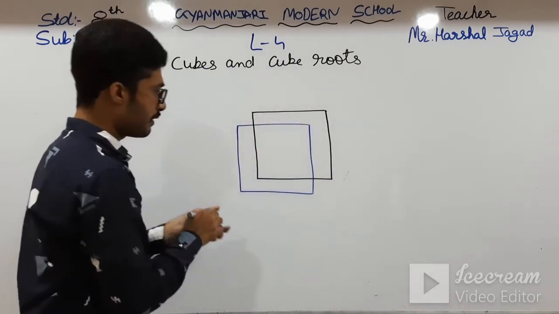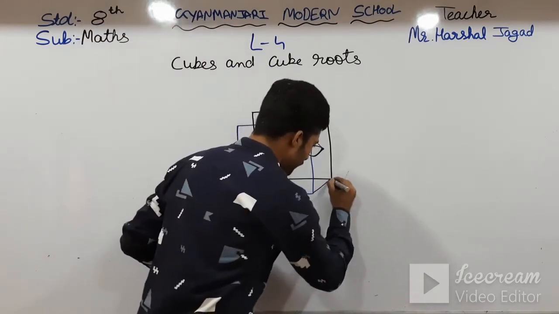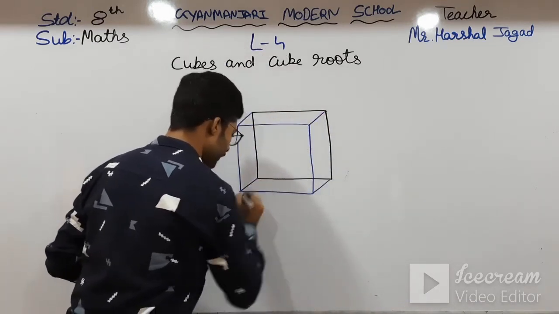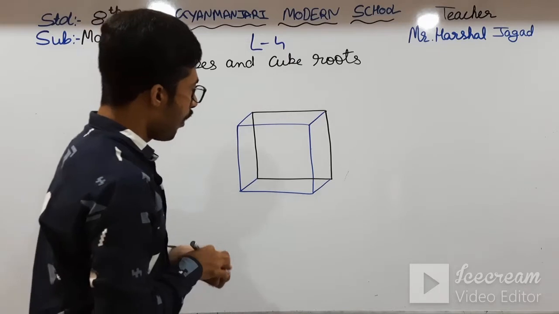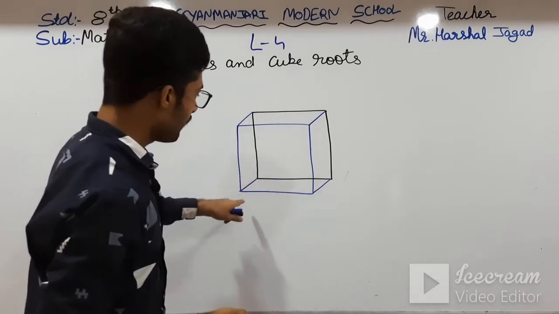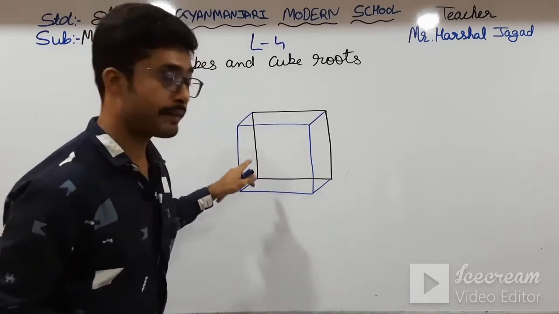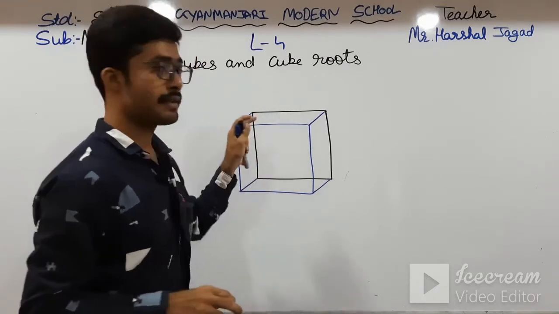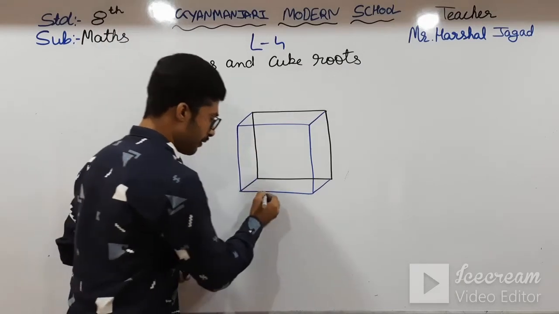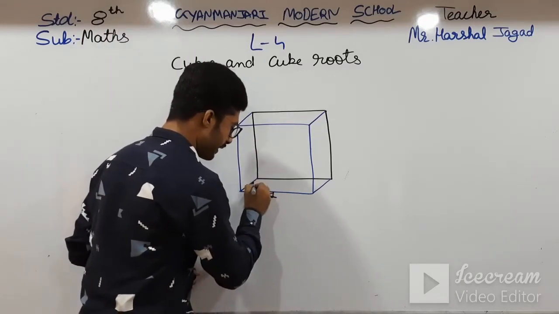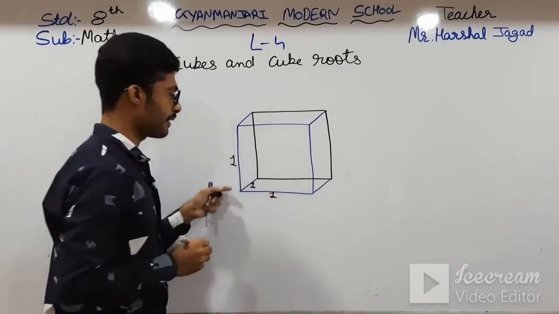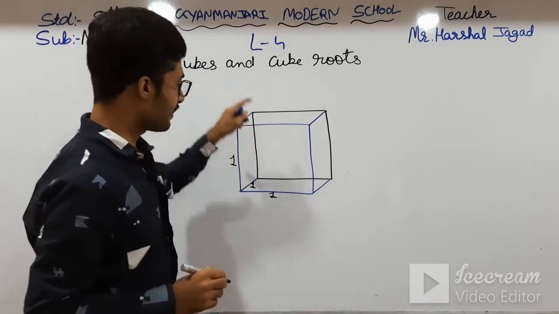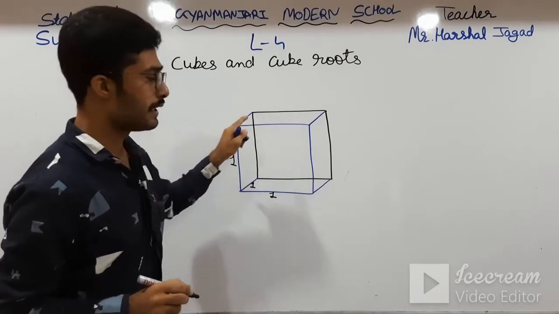So this is a 3D figure of the cube. All the length, breadth and height are the same. If we take here 1 centimeter, here 1 centimeter and here also 1 centimeter, then we can say this is a cube. This is the 3D figure of the cube.